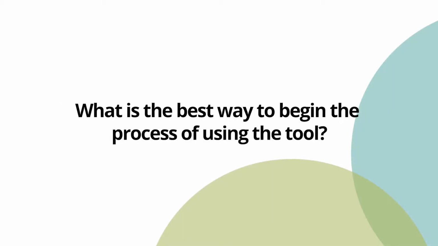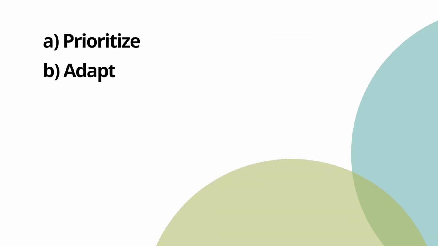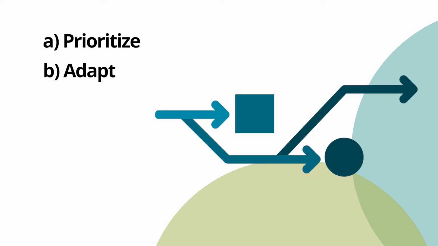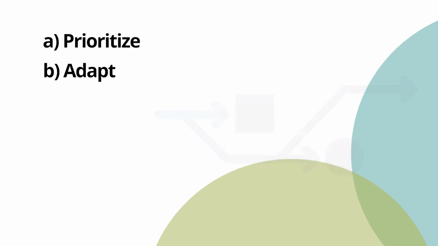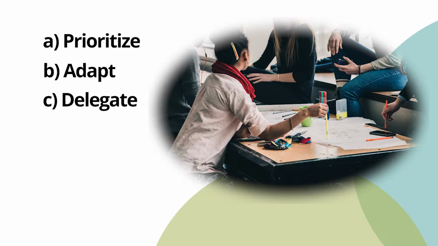What is the best way to begin the process of using the tool? There are different ways to approach the indicators depending on your unique needs. Here are a few ideas. A. Prioritize. Have stakeholders do a dotmocracy activity to vote on the indicators that need most urgent attention. See the Facilitator's Guide for details. B. Adapt. Select indicators and adapt them to best meet the needs of your organization. C. Delegate. Divide the indicators among various equity champions, stakeholders, or groups in the organization to seek out the potential examples and suggest action items, scoring.